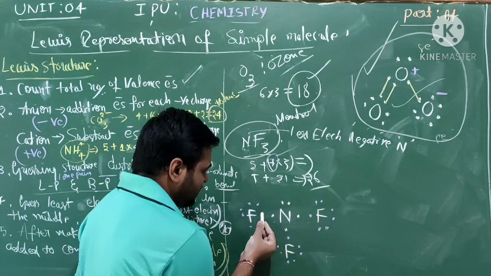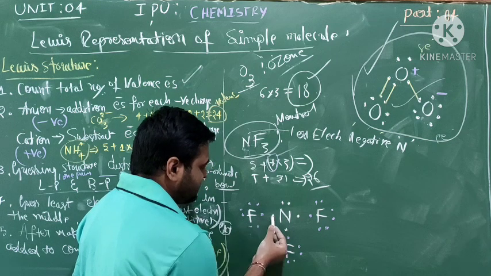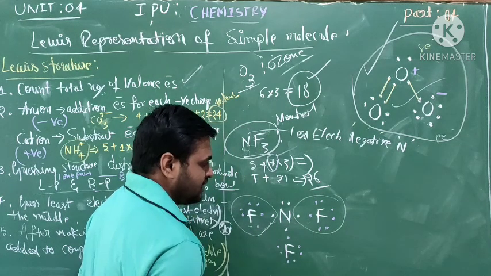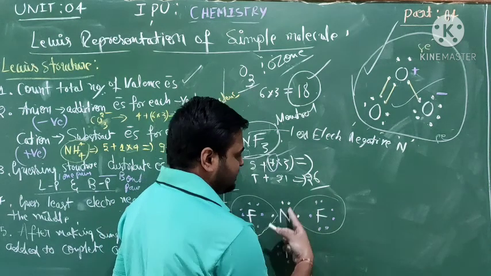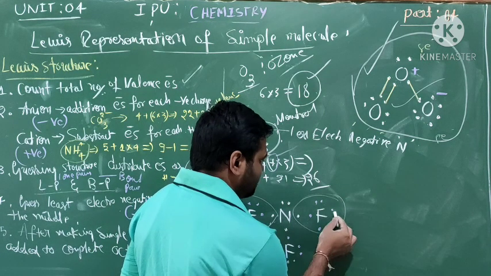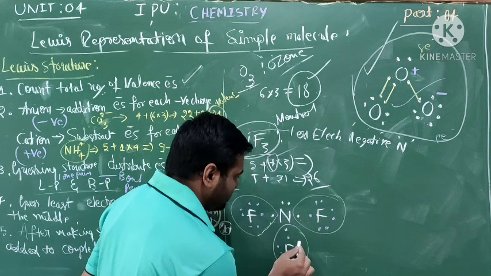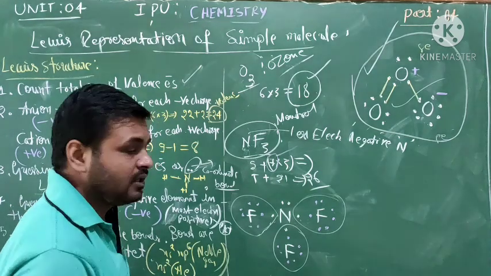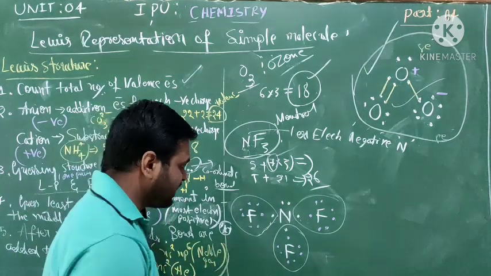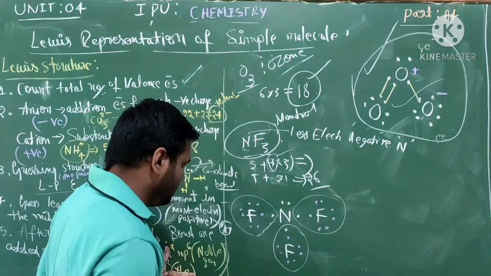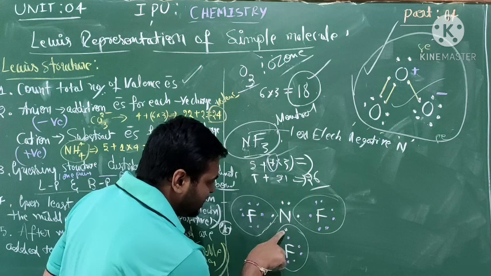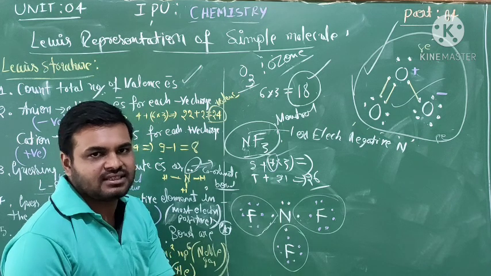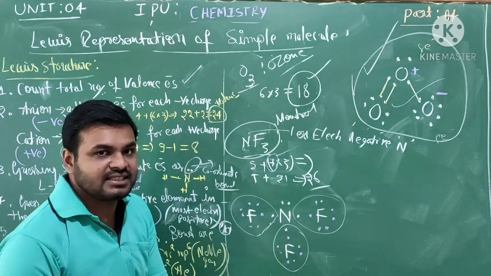The fluorine: 1, 2, 3, 4, 5, 6, 7, 8. Okay. This is 7, 8. This is 8. 1, 2, 3, 4, 5, 6, 7, 8. And this one also 1, 2, 3, 4, 5, 6, 7, 8. Okay. What about nitrogen? Nitrogen is getting octet full. Yes. 1, 2, 3, 4, 5, 6, 7, 8. Lone pair of electrons is involving to get coordinate bond. It is also considered as an octet full.